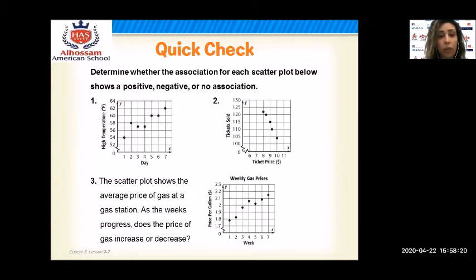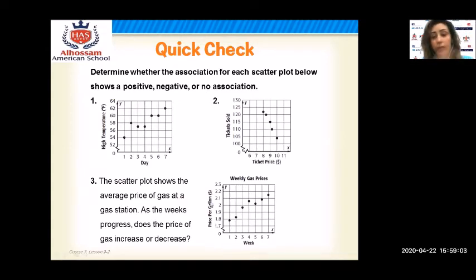Let's see question number 3. The scatter plot shows the average price of gas at a gas station over the week's progress. Does the price of gas increase or decrease? As here we have a positive association, the price will increase. As x increases, y will increase as well. So this is how we can read any scatter plot. If you ask me what the benefits of the scatter plot are, we can get any data or information we need from the scatter plot.